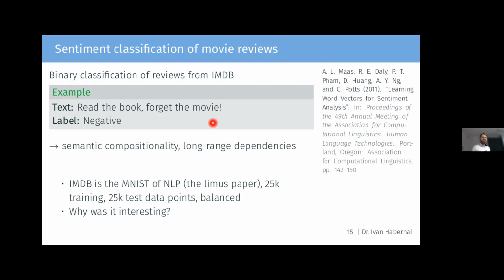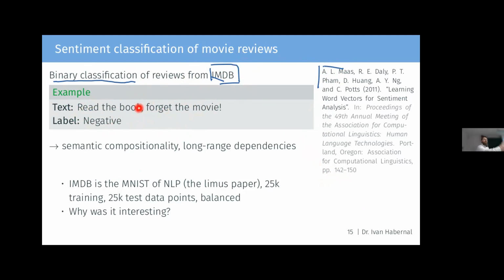So sentiment classification of movie reviews. Basically, it's a binary classification, mostly of reviews from IMDb. I'm talking about this particular paper from Andrew Maas and others from ACL 2011. This is the IMDb dataset, which you can download somewhere. Here's an example. I looked into it, and I think this is the shortest review there: "Read the book, forget the movie," which is negative, obviously, against the movie. Basically, you have negative and positive labels there.